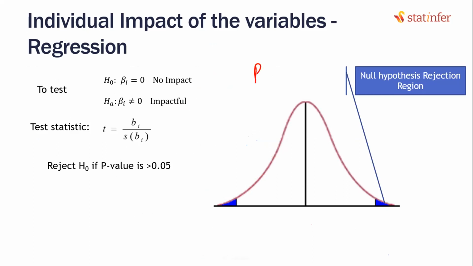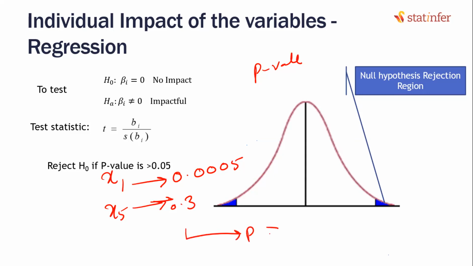Now let us see the p value for a variable. Let us take variable x1. Let us take variable x5. For this variable, the p value is 0.0005. For the second variable, the p value is 0.3. Now let us talk about, are you talking about x1 or x5? x5. x5 has a p value which is greater than 0.05. So here the x5 variable has a p value greater than 0.05.